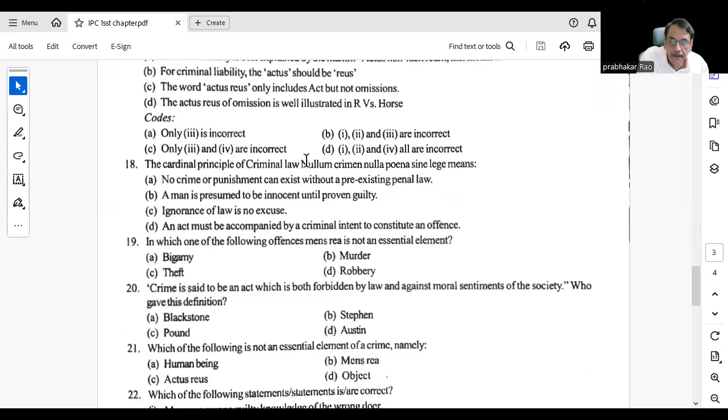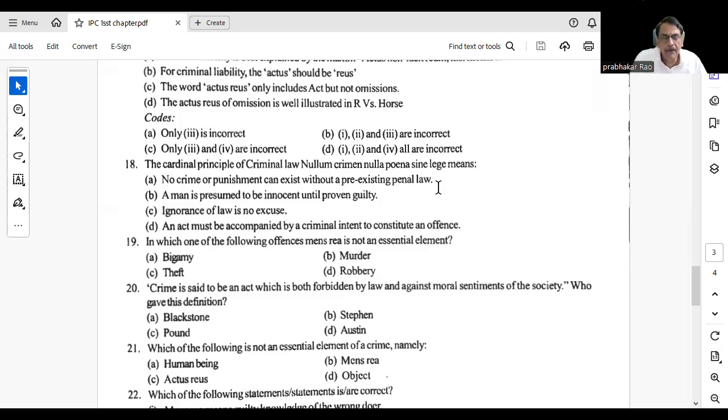Next thing is the cardinal principle of criminal law. Nullum crimen nulla poena sine lege means no crime or punishment can exist without a pre-existing penal law. It is the correct answer. You see, these legal maxims have almost all similar meanings just like in English. That's why we can decipher. Nullum means no crime. Nulla means no. Poena means penal provision. Sine means without, unless. Lege means legislature. No crime or punishment can exist without a pre-existing penal law.